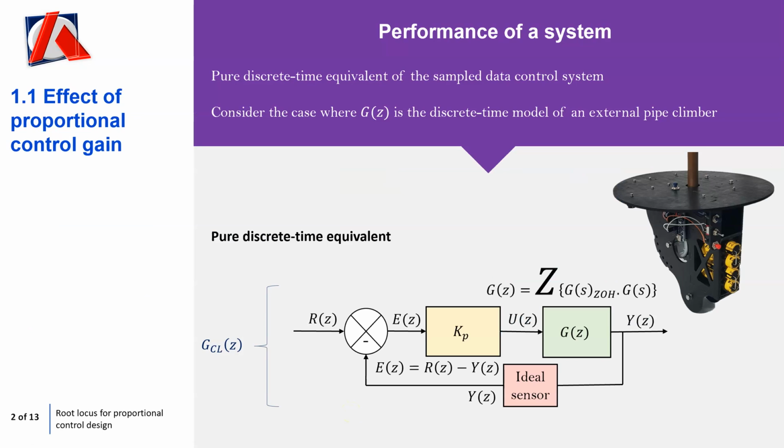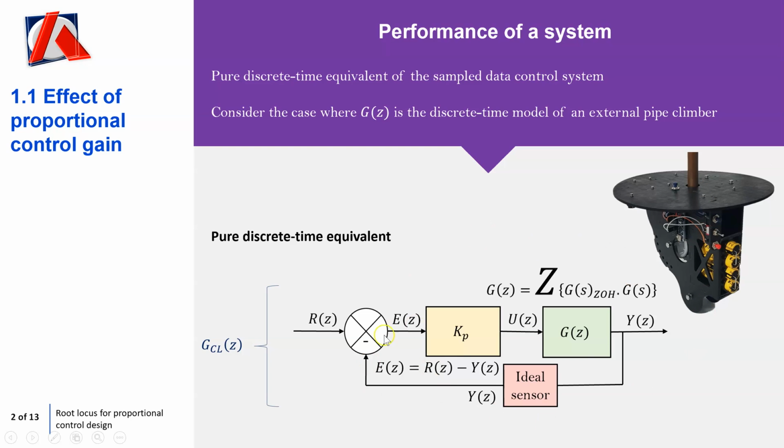So in terms of the effect of the proportional control gain, just to get you back into a feedback control system, here we've got the pure discrete time equivalent of a sampled data control system. Consider initially the discrete time model, g of z. If you remember from one of the earlier videos on the introduction to model-based design for embedded control, you would have seen a video of a pipe climber climbing up and down a pipe and stopping at specific locations on the pipe, so it had distance control.